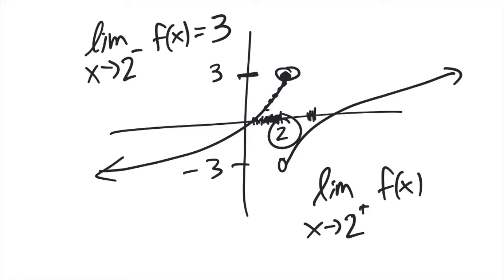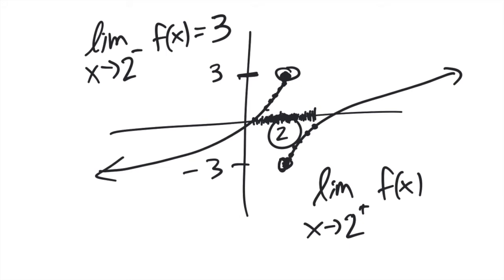Okay, what about as you go from the right? Well, as x gets close to 2 from the right, think about plugging in values of x that are just bigger than 2, just barely bigger than 2. The points on your graph, if you go up or down and hit your graph, are going to be on this piece of your graph, and they're going to be getting closer and closer to that open circle.